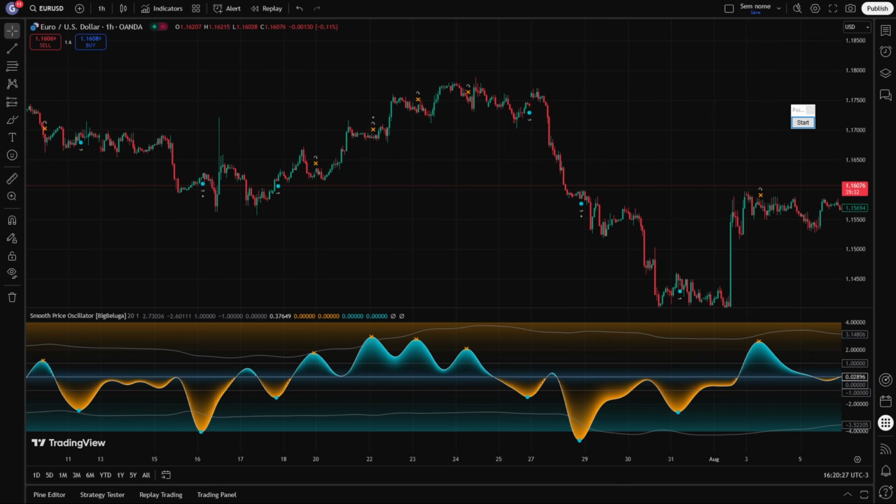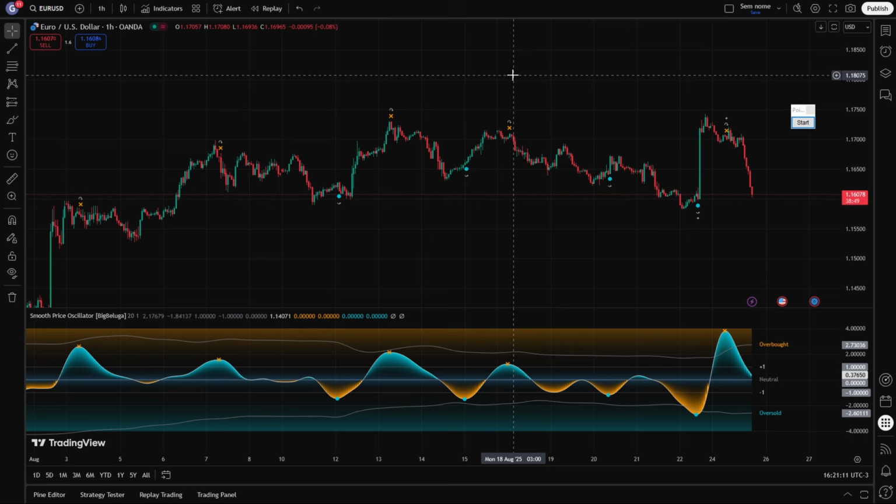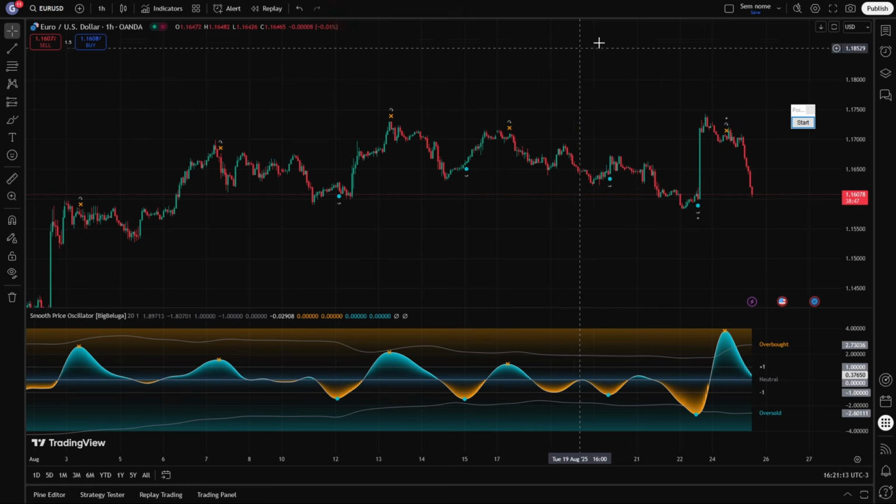The overbought zone at the top can indicate that the price is about to fall. The oversold zone found at the base can signal that the price might soon increase. When the oscillator goes past these levels, it generates reversal signals on the chart, indicating precisely where the price could change direction. And so how do we add it to our chart?